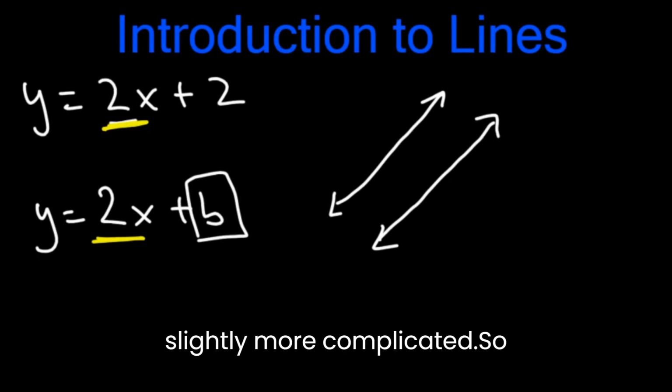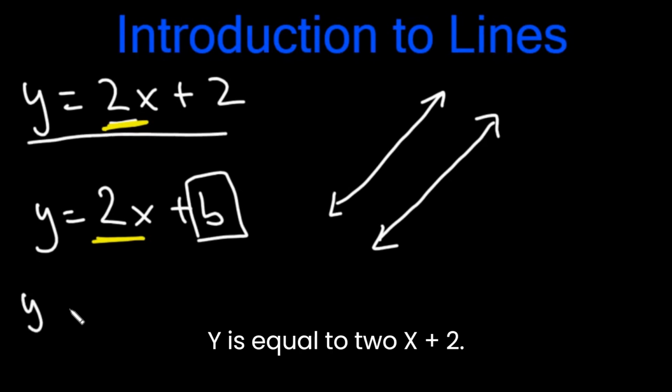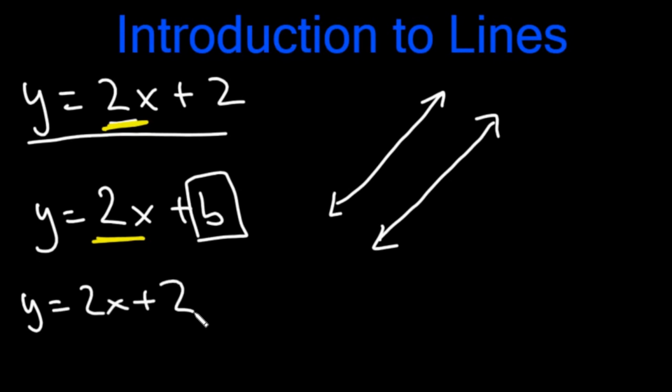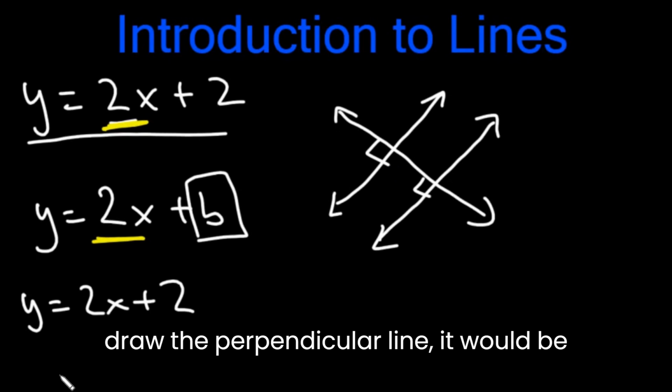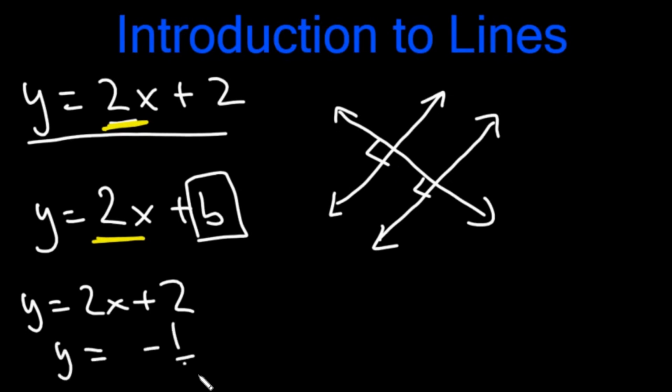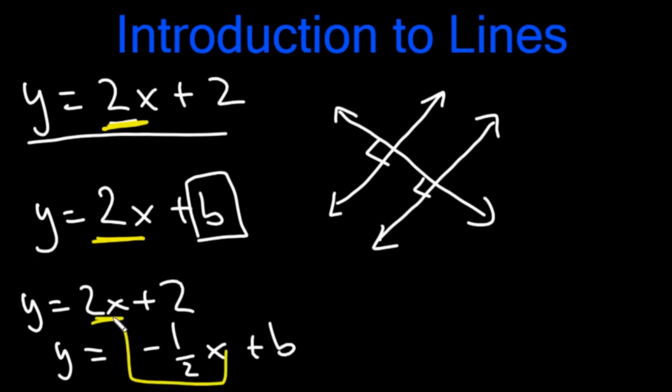Next, we have to talk about perpendicular lines. This is slightly more complicated. So let's again say that we have y is equal to 2x plus 2. A perpendicular line will intersect a line at 90-degree angles, like that. And the slope will be the negative reciprocal. So, if we had to draw the perpendicular line, it would be y equals negative 1/2 x plus b. Now, this is also something you're going to have to memorize, that it's always going to be the negative reciprocal.